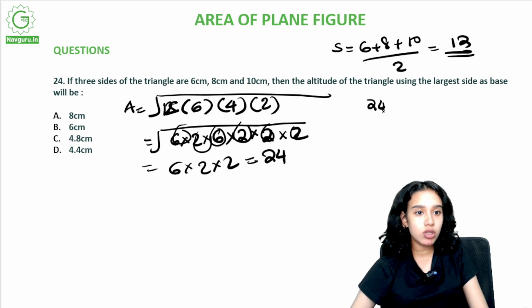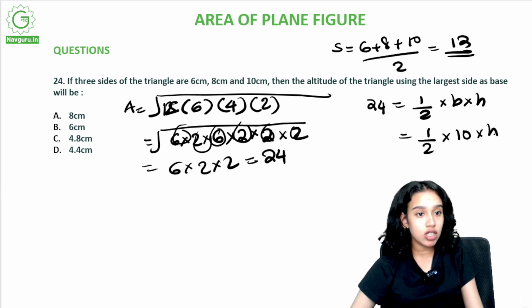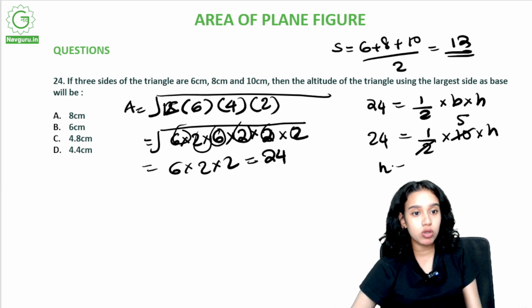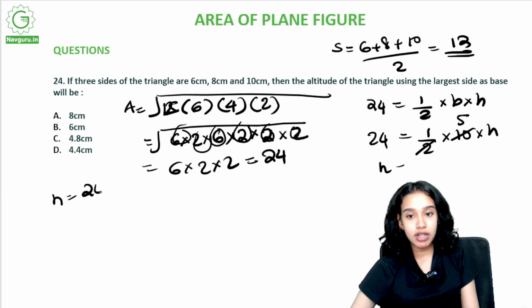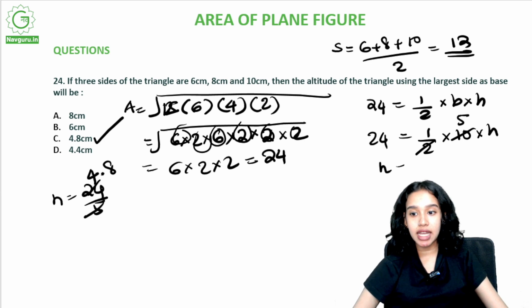Now 24 is equal to half into base into height. The altitude using largest side as base. So what is the base? Base is 10 into h is equal to 24, right? Now 2 and 5, this is 5 times. So h is equal to 24 by 5. Then 4 5s are 20. We have 4 here and we have 8. So the answer is 4.8 centimeters.